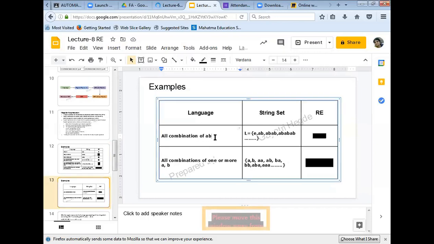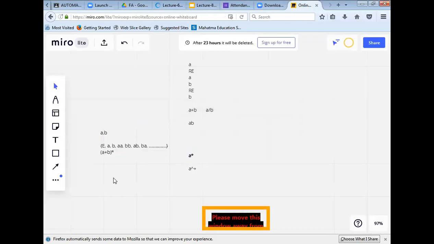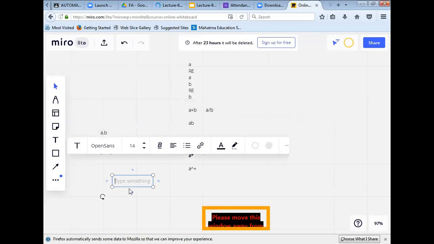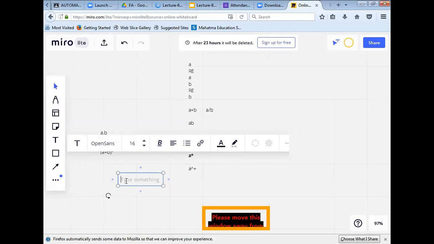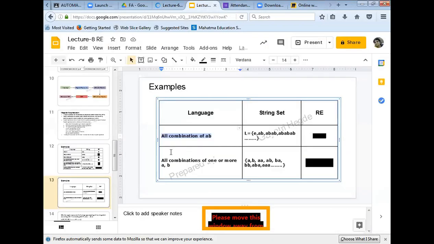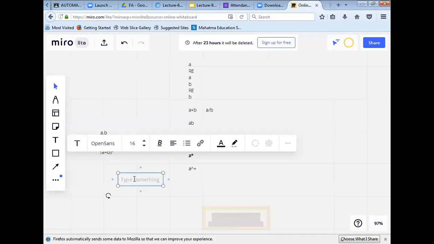Coming to this. All combination of AB. Now give me the language, students, for all combination of AB. First, you have to understand the language, okay? The next language is all combination of AB. So what are the strings for all combination of AB? All combination matlab zero or more. So we'll have even epsilon, right? We can have epsilon also.